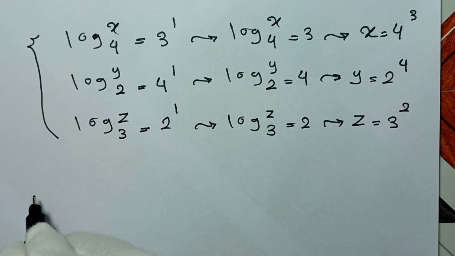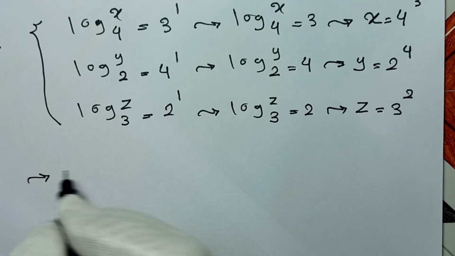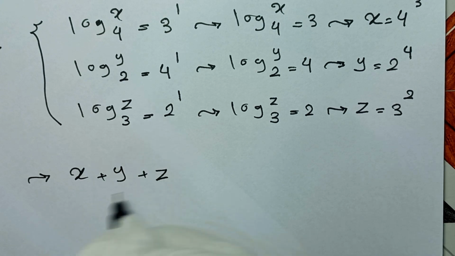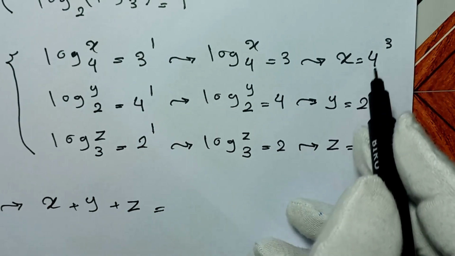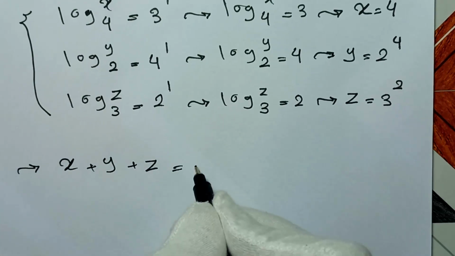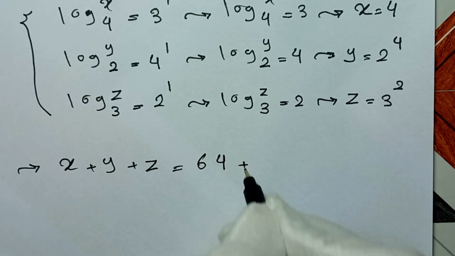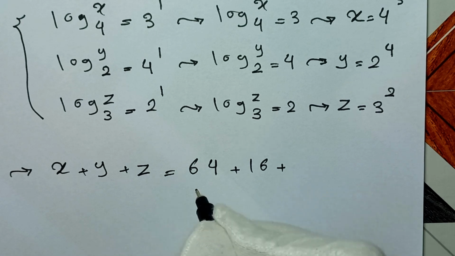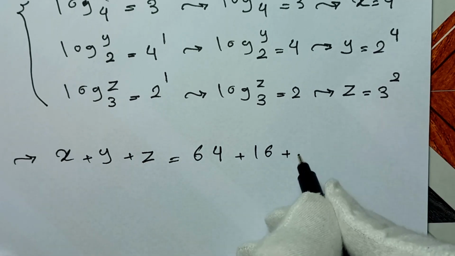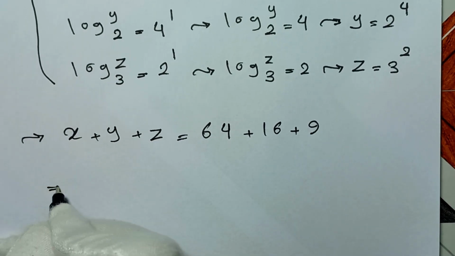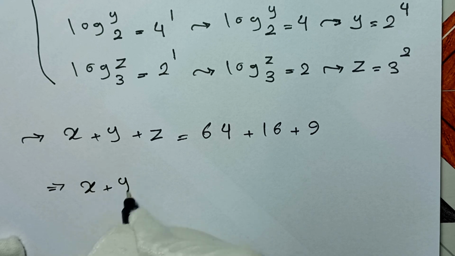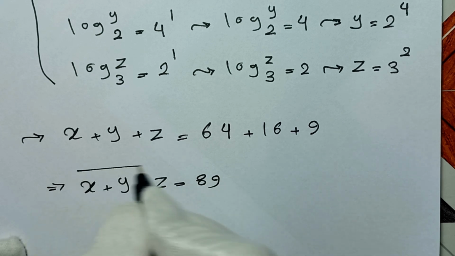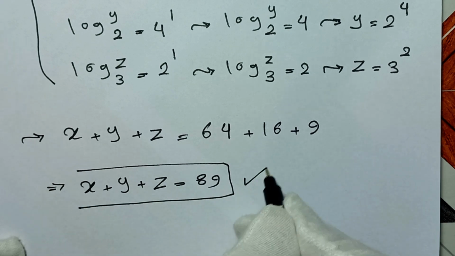We want to find the value of x plus y plus z. Here x is 4 to the power of 3, which is 64, plus y is 2 to the power of 4, which is 16, plus z is 3 to the power of 2, which is 9. So x plus y plus z is equal to 89, and this is our final answer.